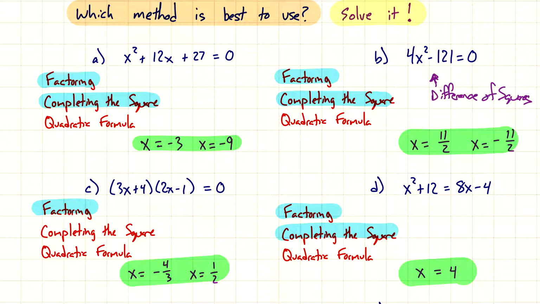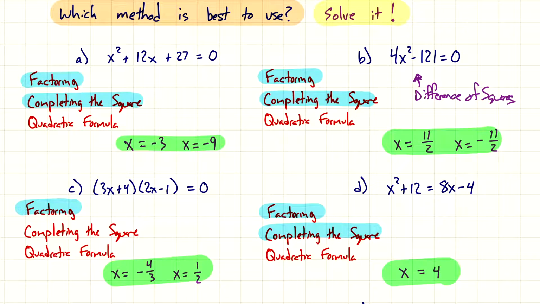So for that one, factoring is a must because it's already done for you. It wouldn't make any sense to do anything else. You would have to multiply this out and then do completing the square. You're doing double the work. And same thing with quadratic formula.